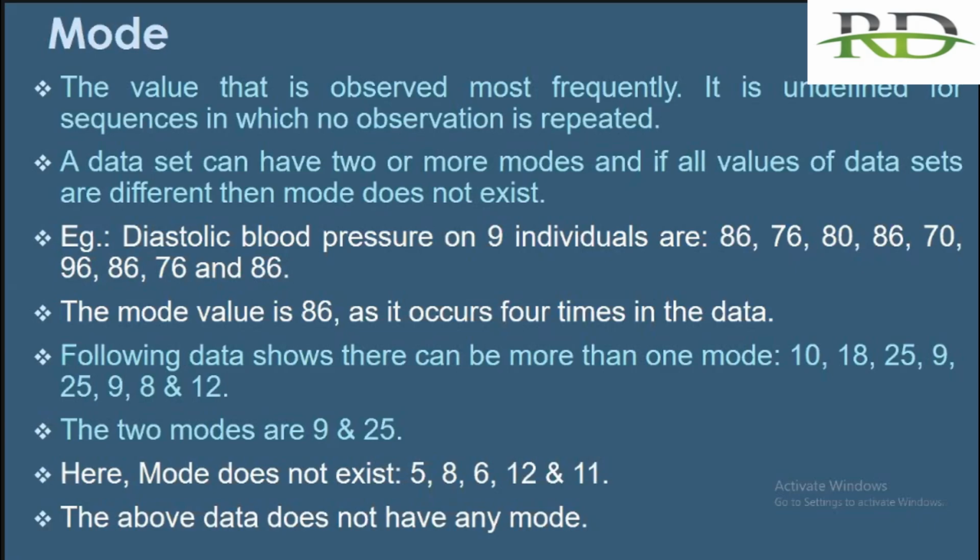You can see in this slide, there are a few examples given here. The blood pressure levels are given, and here 86 is the mode because it occurs 4 times. Then in the second example, there are 2 modes, 9 and 25, because both these observations occur twice. In the last example, there is no mode because all the observations occur only once. So this is one of the disadvantages of mode. That is why it is easy, it is very simple, but it is not at all a reliable measure of central tendency.